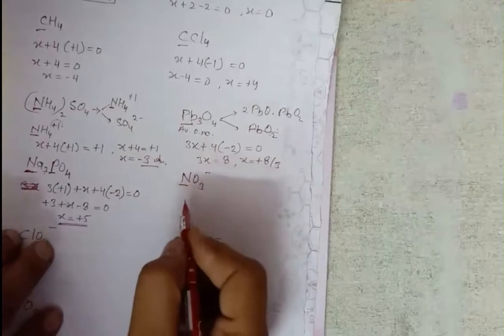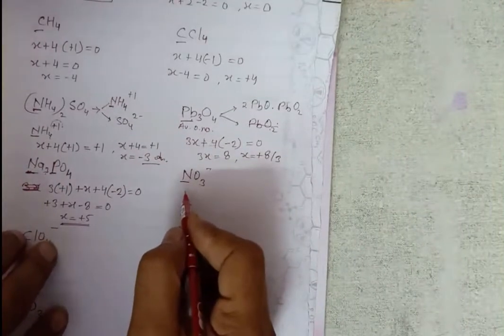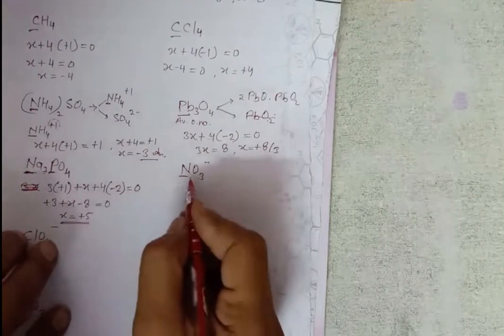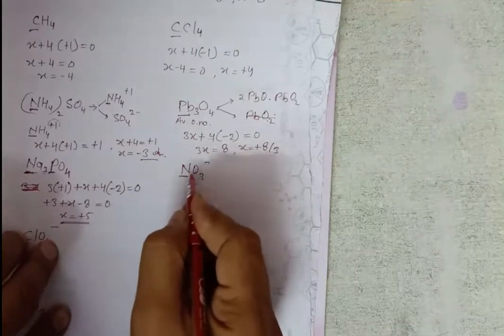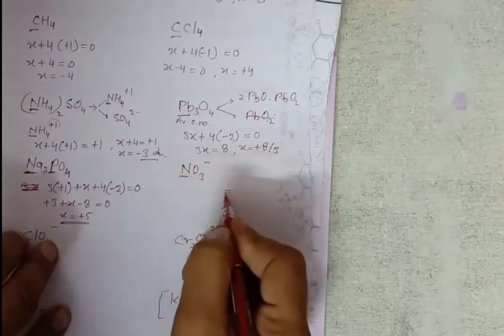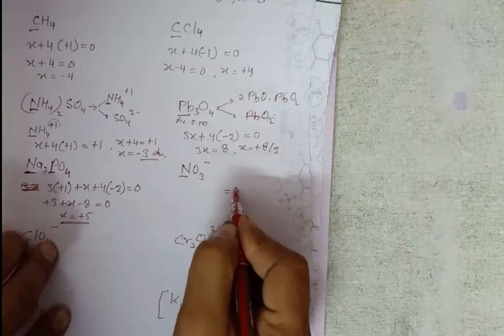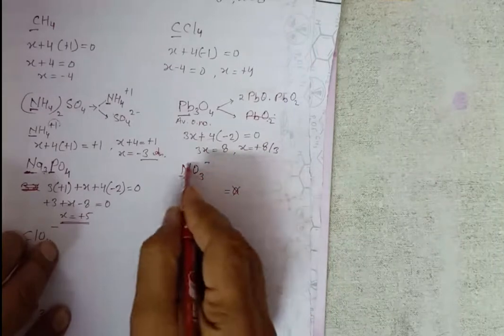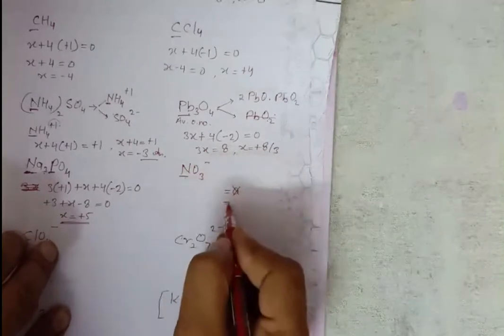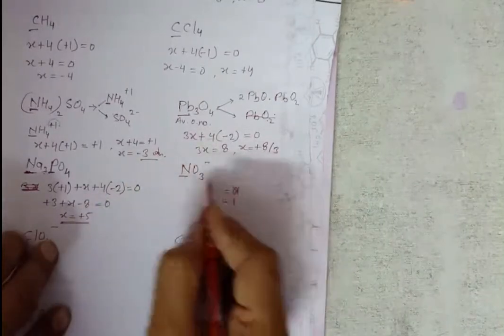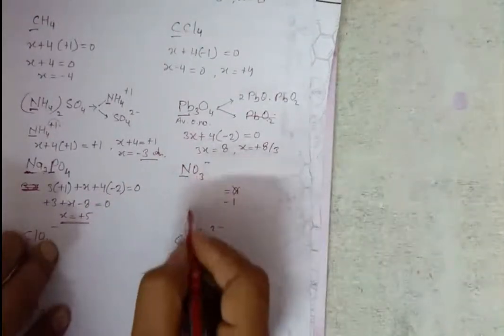Now the next problem is NO3. Is it clear, students? NO3 is an ion. So the total oxidation number is not equal to 0. The oxidation number is equal to the charge which is present on this ion. Okay, please remember this thing. This one is very important.